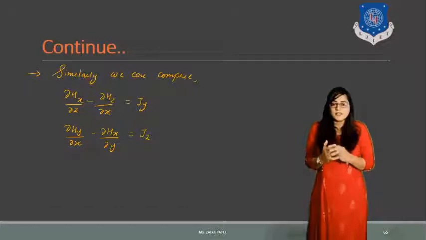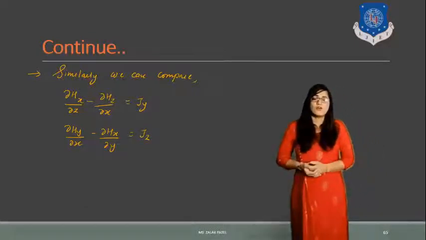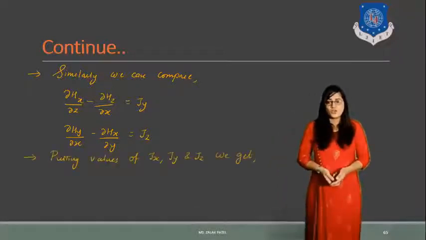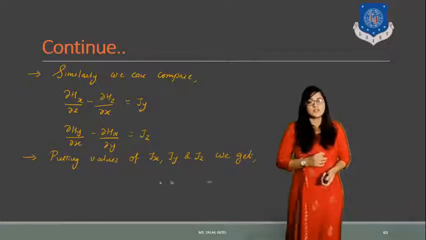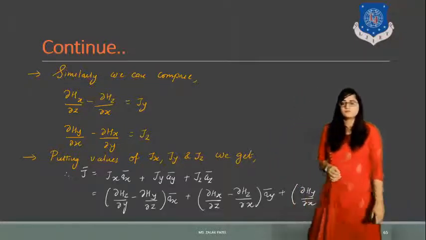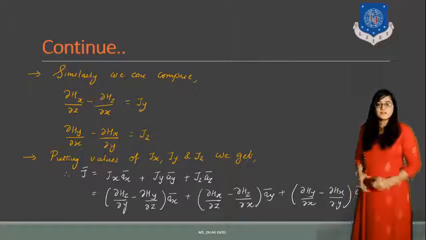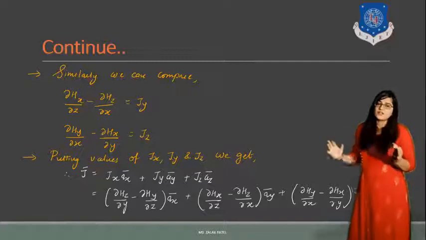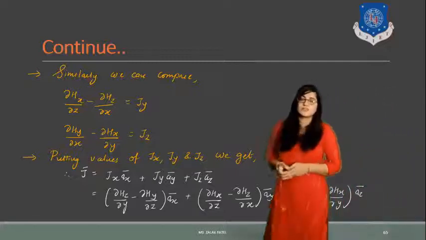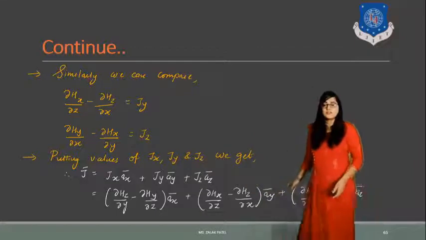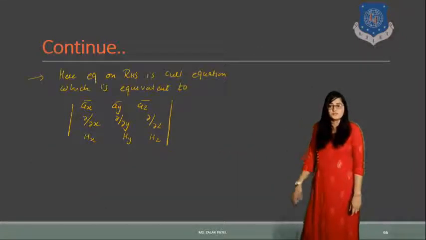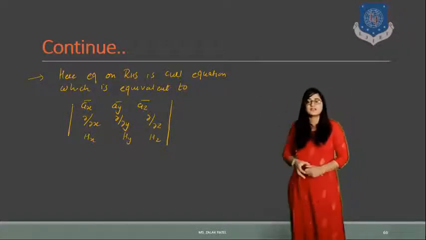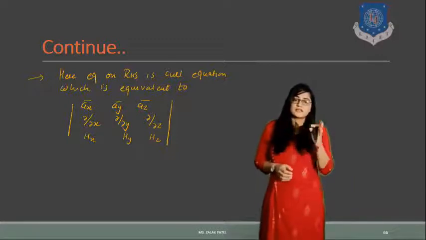So you can easily write this in the generalized equation of J bar, that is Jx Ax plus Jy Ay plus Jz Az. If you put the values in the generalized equation, it would be like this. Jx, Jy and Jz terms are written in this equation. So now you have all the partial differentiation terms in the final equation. If you rearrange this, you can say that this is the curl of vector H bar: Ax, Ay, Az, del by del x, del by del y, del by del z, Hx, Hy and Hz.